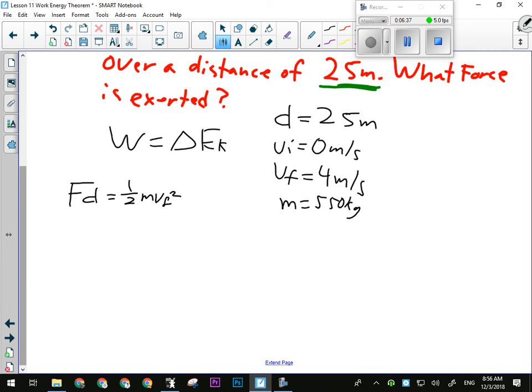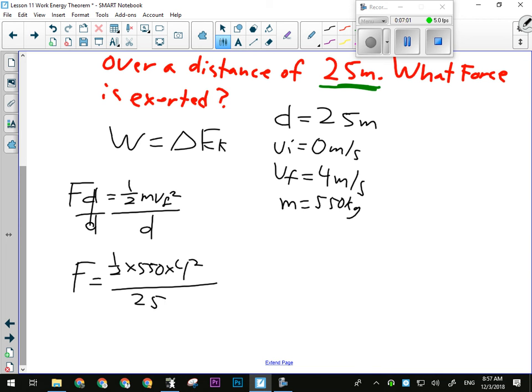All right, so I'm looking for what force was exerted. So I'm looking for F. How do I get F by itself? Divide by D. All right, so the force used by the tractor to push the rock will be 1/2 times 550 kilograms times 4 squared divided by 25 meters.